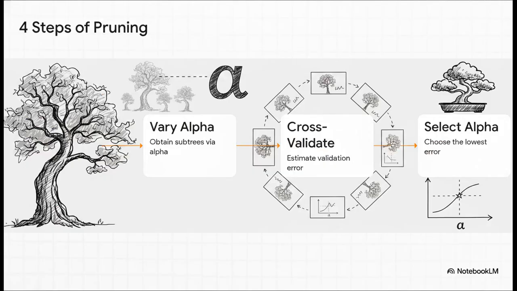Another fantastic way to tame a wild tree is through a technique called pruning. It's exactly what it sounds like, and it breaks down into 4 easy steps. First, you build a massive, totally unrestricted regression tree. Second, you obtain a sequence of subtrees by varying an alpha penalty on the terminal nodes. Essentially, you're mathematically penalizing the tree for being overly complex. Third, you run cross-validation to estimate the error. And finally, step 4, you just choose the alpha that gives you the lowest average error. And boom, you're left with a perfectly trimmed tree.